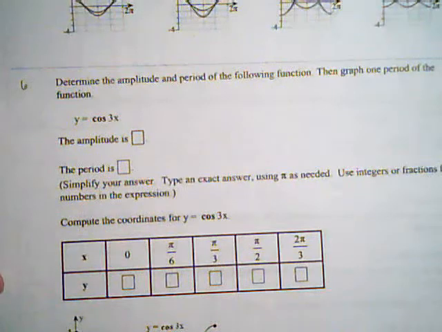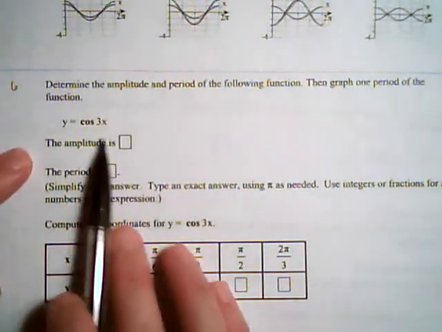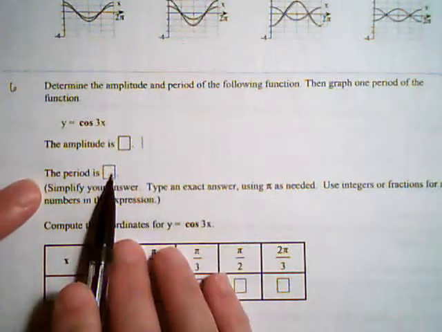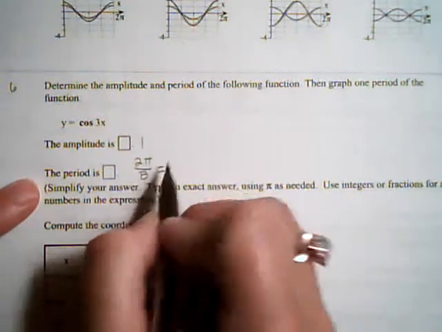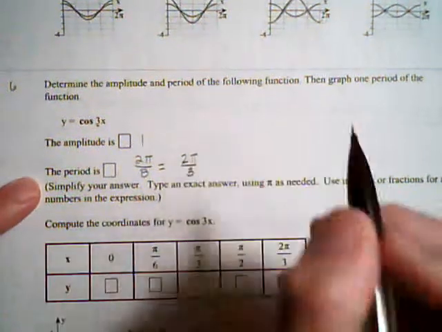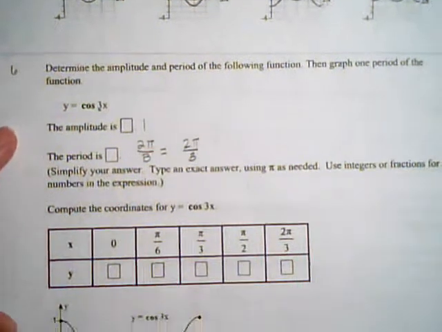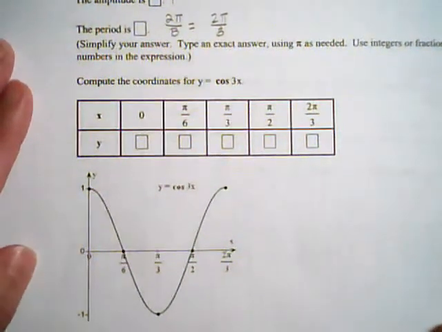Okay, number 6, amplitude and period. Amplitude, the coefficient of cosine, which is understood 1. The period, again, for cosine is 2 pi over b. So my b value is 3. So 2 pi over 3 is my period. And then it says compute the coordinates for your equation. Okay, which you do have your graph here.